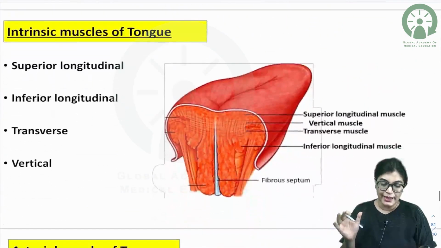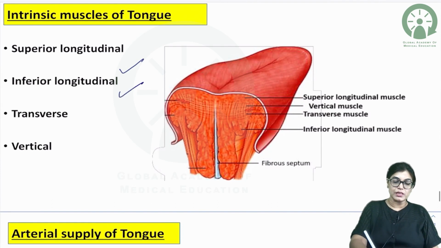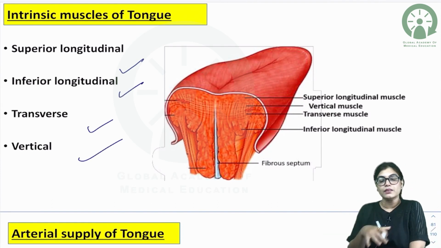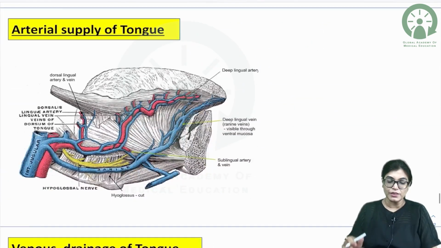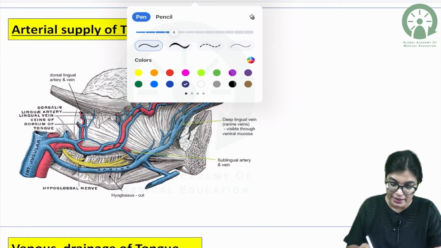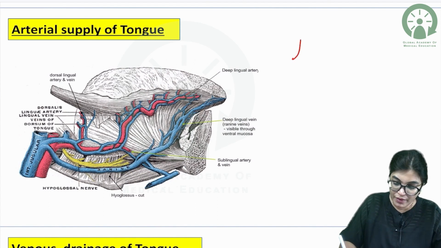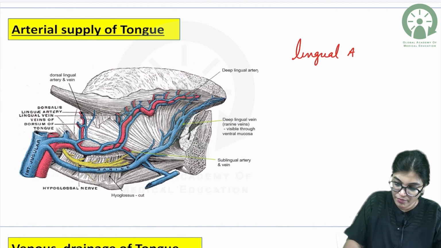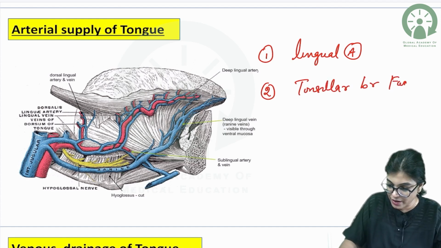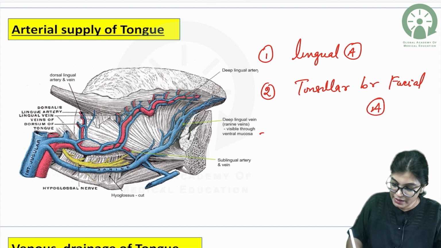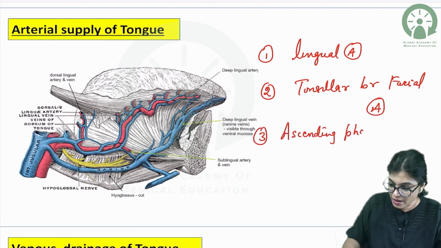passage. The intrinsic muscles of the tongue are longitudinal, transverse and verticalis, and together their action is to change the shape of the tongue. The arterial supply of the tongue is via the lingual artery. It is also via the tonsillar branch of the facial artery, and via the ascending pharyngeal artery.